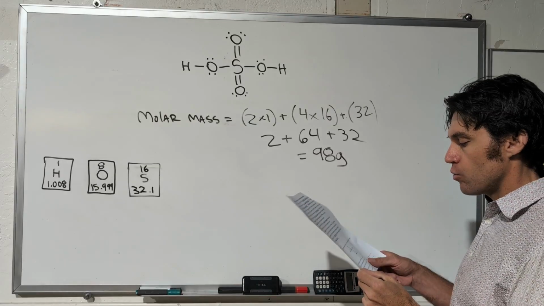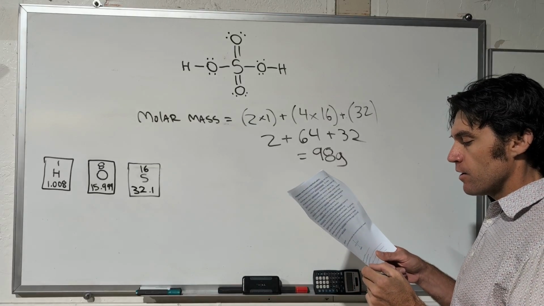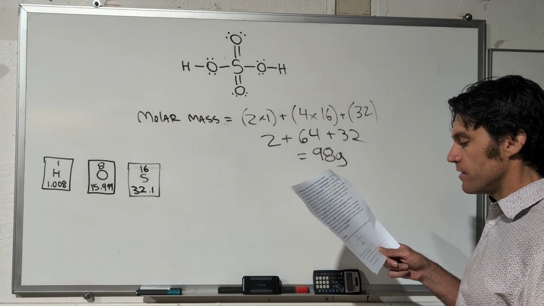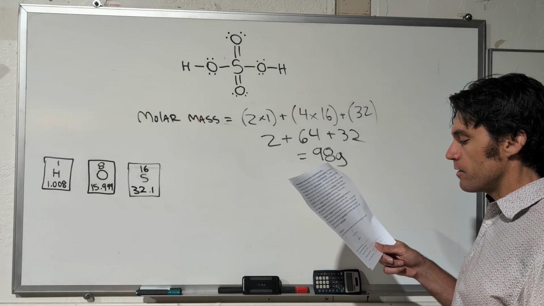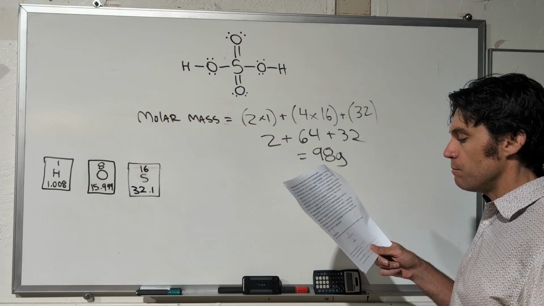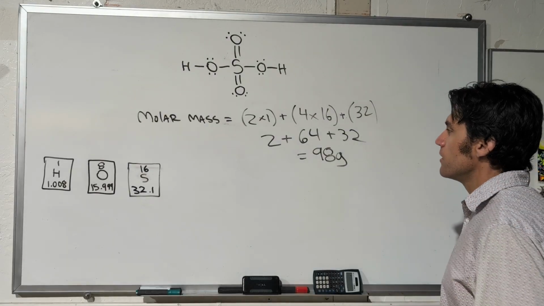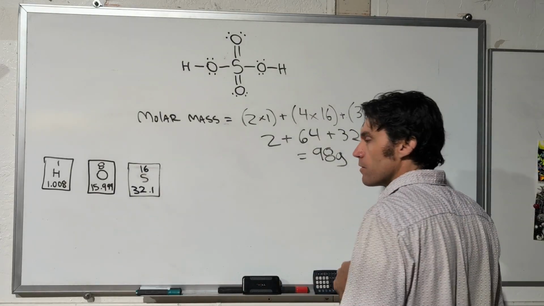That's the mass of 1 mole, but it says if 1 gram is added to a liter of water, first off, how many moles of sulfuric acid is that? So how many moles is 1 gram?